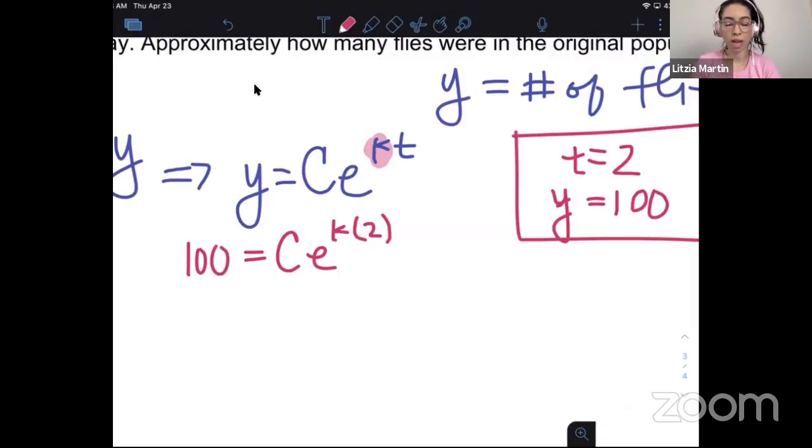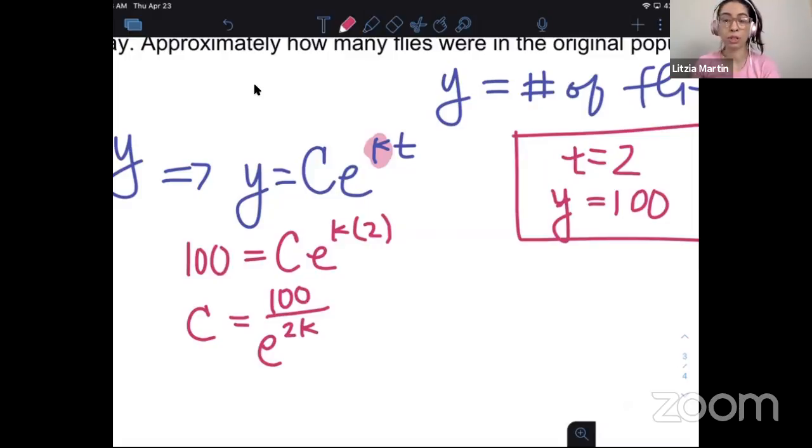So when we do that, you can see here that we can't solve for either c or k. But what we'll do is we'll solve for c. There's just going to be a k in the equation that we're going to have to figure out after this. So c is going to equal 100 divided by e to the 2k. So I just isolated the c.